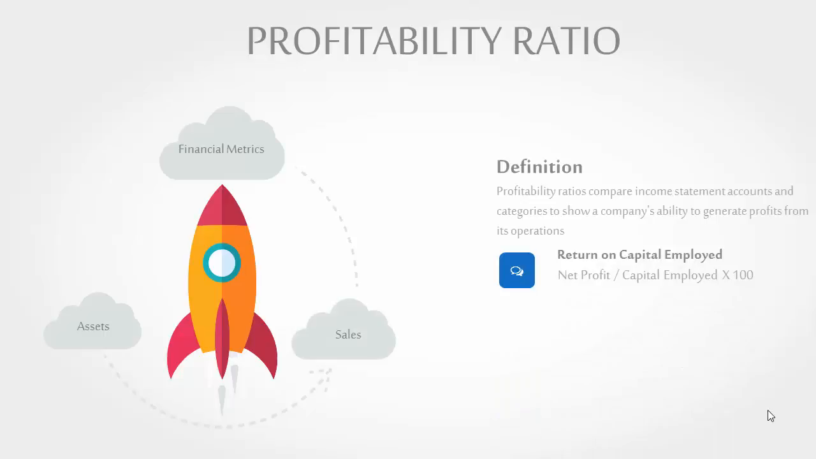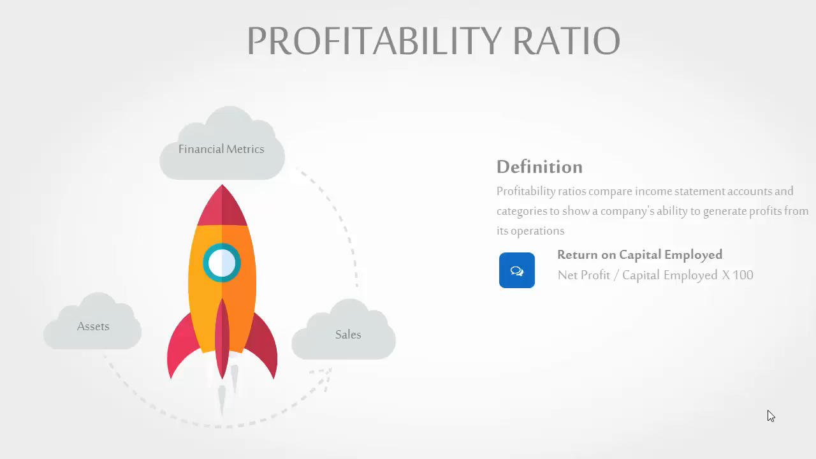It measures a company's ability to generate earnings relative to sales, assets, and equity. The definition of profitability ratio helps us to compare income statement accounts and categories to show a company's ability to generate profits. Now, when we talk about profitability ratio, there are mainly three profitability ratios.